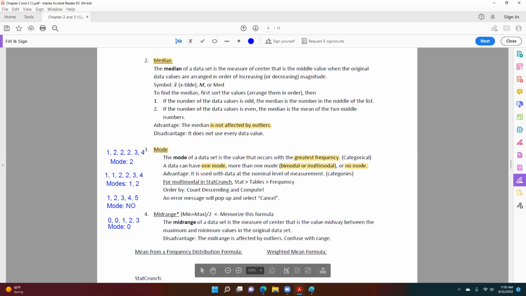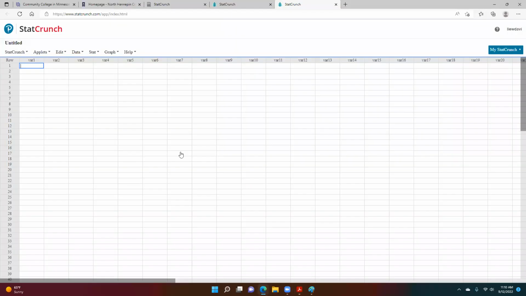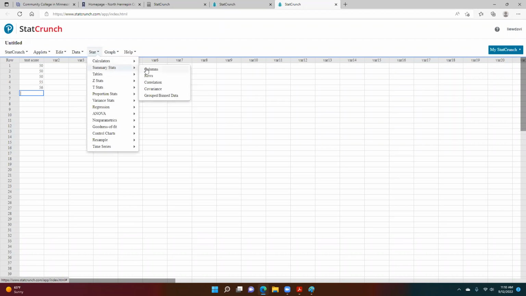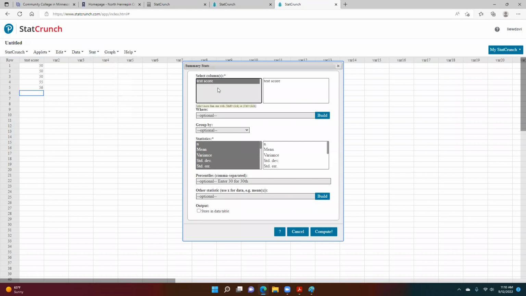I'll show it to you in StatCrunch here. Let's say this is your test score, and I just put 50, 50, 50, 55, and 56, as an example to make things easier. We know the mode here is 50 because it came up 3 times. So we go to the test score.